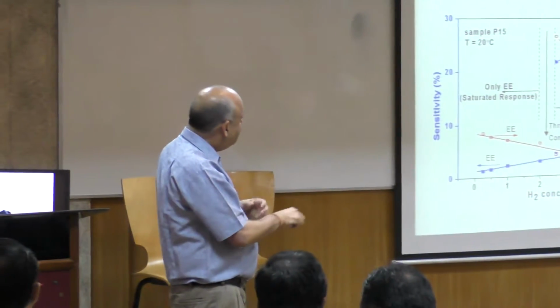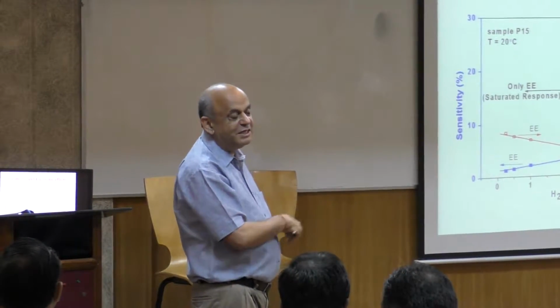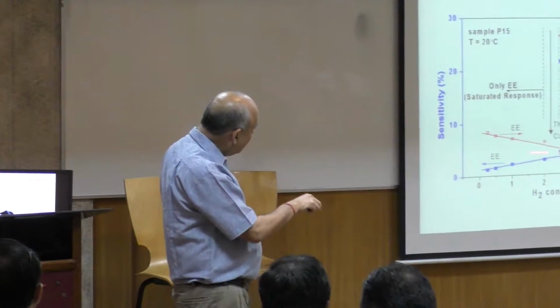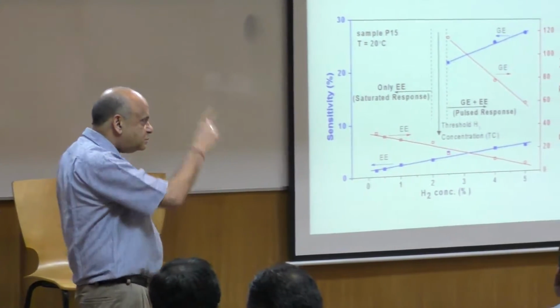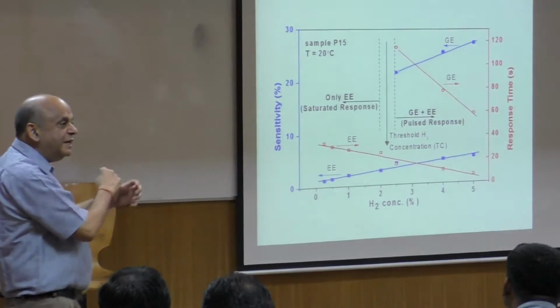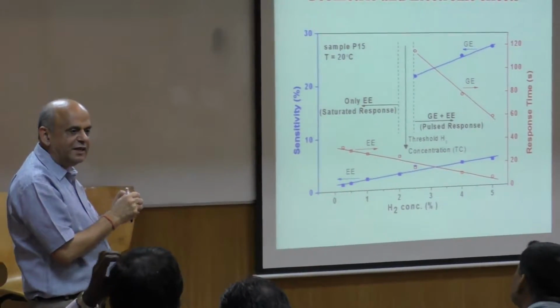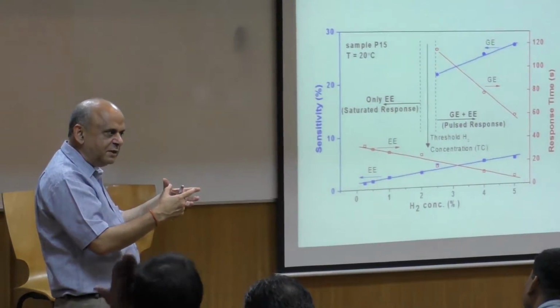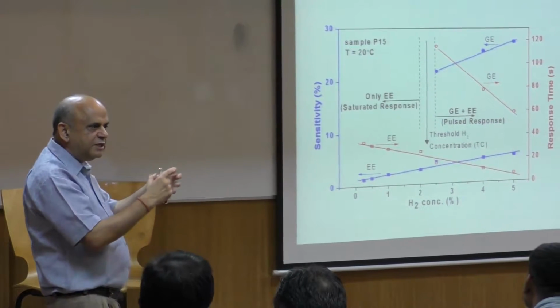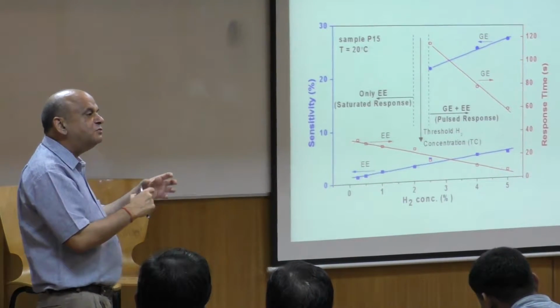Sensitivity is very high, but the response time is slow. It takes a long time. With the electronic effect, the sensitivity is low, but the response is very fast. So this combination of geometric and electronic effects is giving us higher sensitivity and better response. It is some sort of a synergic combination.